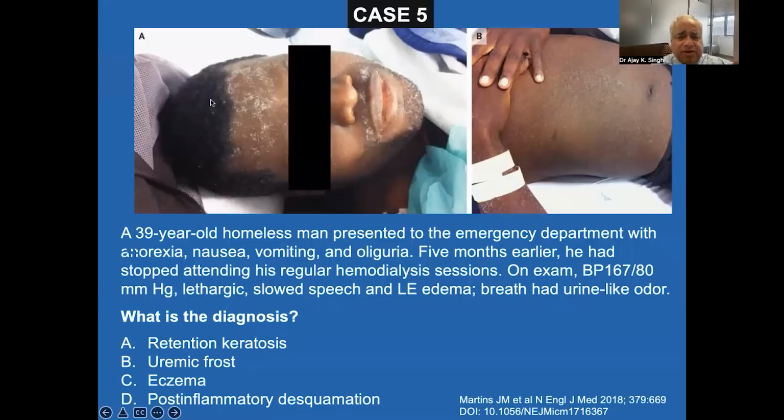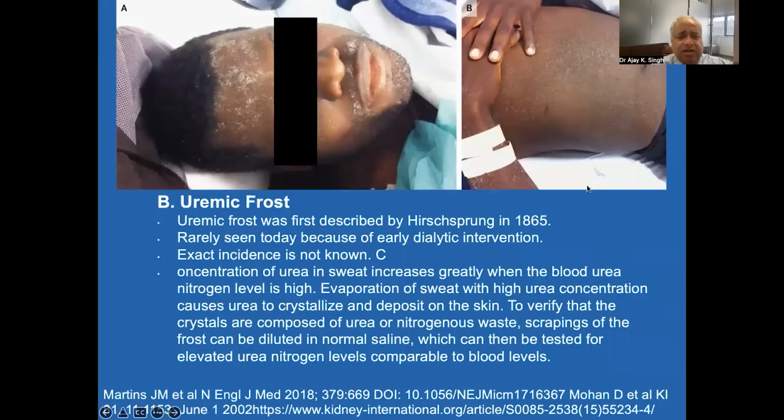And you see here the patient up here. This was published as a clinical image in the New England Journal of Medicine. This patient has this white crystalline material both on his face but also on his body. And so the differential diagnosis is A, retention keratosis, B, uremic frost, C, eczema, or D, post-inflammatory desquamation. And the correct answer is that this patient has B, uremic frost.